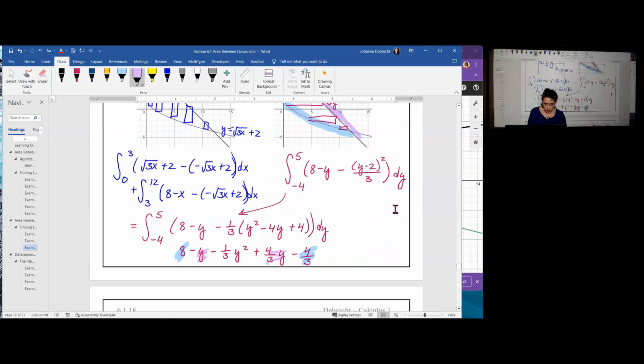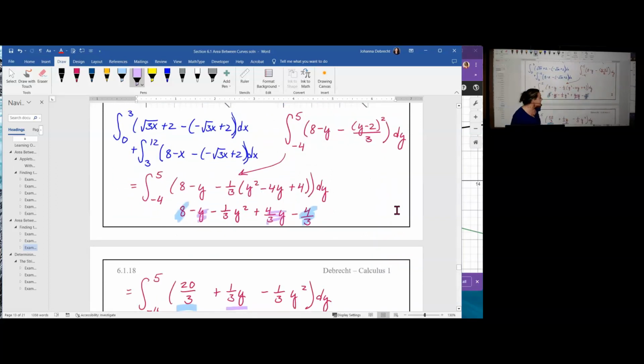I'll go ahead and scroll down so you can see what I did. The first thing I did was pull the 1/3 to the side and multiply out the binomial. Then I distributed the 1/3 and I looked at the 8 minus y and the distributed polynomial to see if I had any like terms.